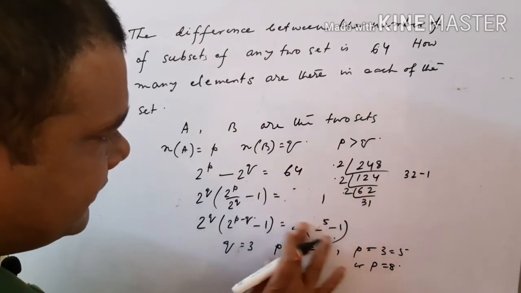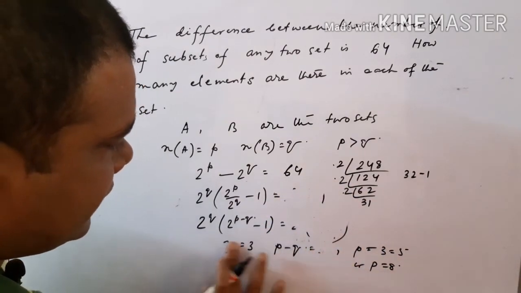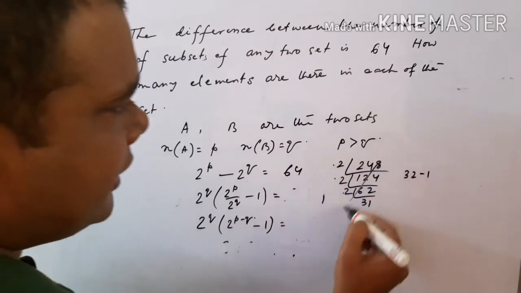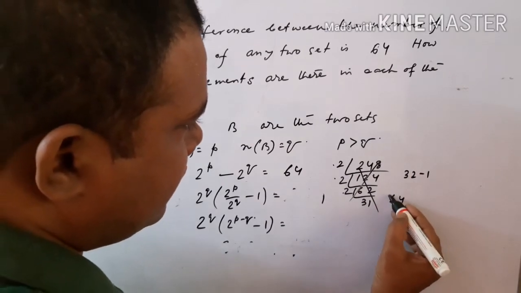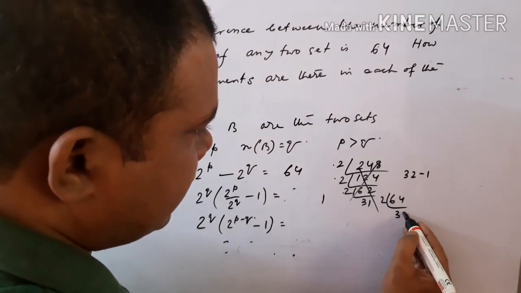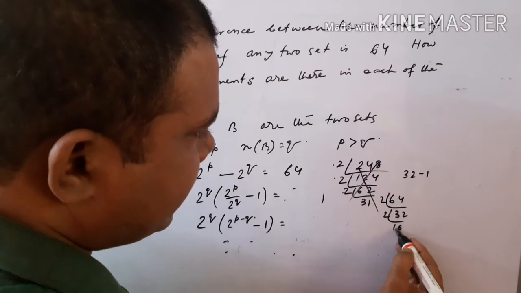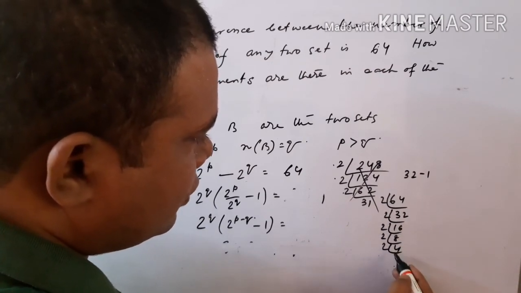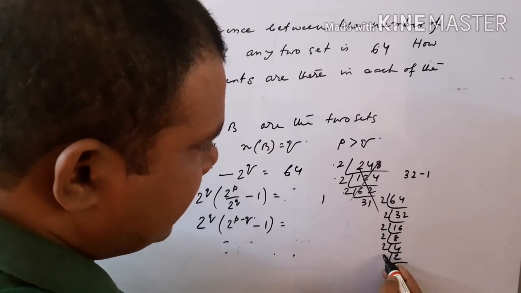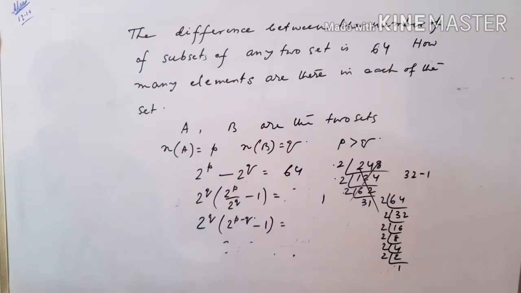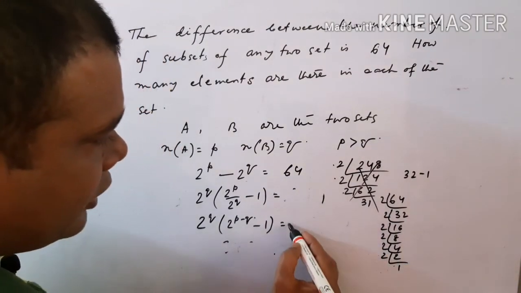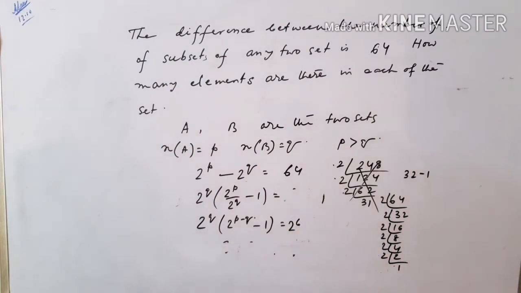So this part is cancelled, erasing this part. See that here I am factorizing 64: 2, 32; 2, 16; 2, 8; 2, 4; 2, 2. Again you take a 2 and leave 1 at the last. So how many 2's are there? 1, 2, 3, 4, 5, 6. 2 to the power 6 into 1.